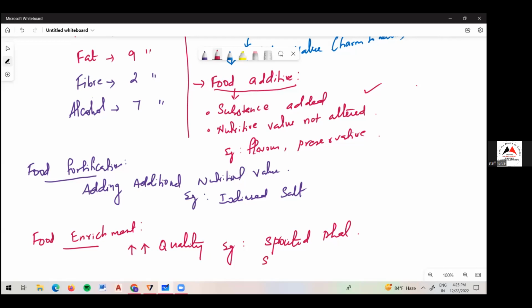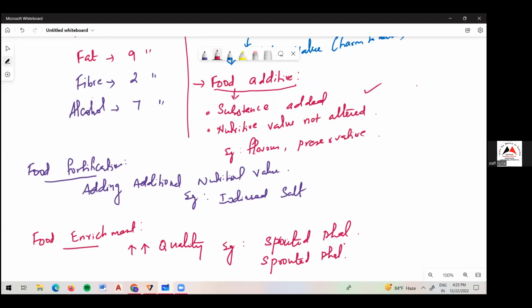Sprouted dal. What do we call sprouted in Hindi? I forgot. Sprouted dal. We take green gram dal, put it in water for 1-2 days, then take it out and tie it in a cloth. After that it will sprout, like the sprouts we used to get. Then we used to eat and cook it. That is called food enrichment. Simple green gram dal becomes sprouted dal.